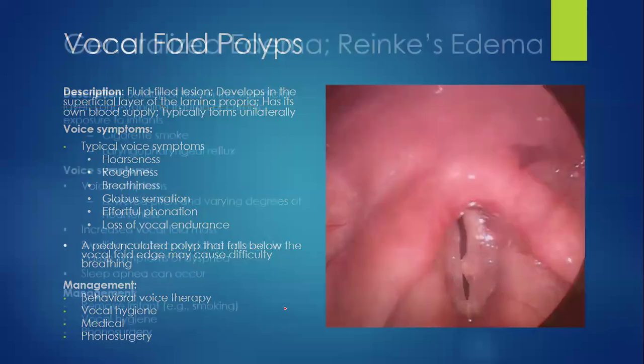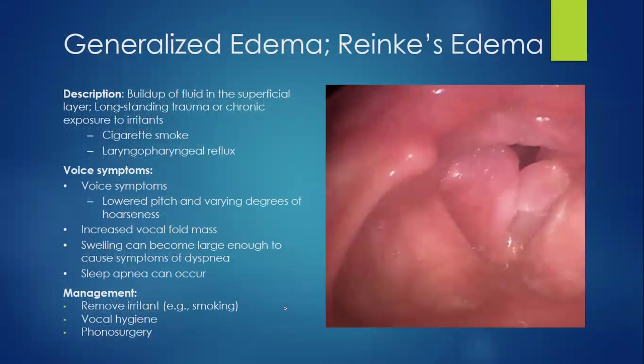Okay. So next is generalized edema or Ranke's edema. Remember that I said to remember Ranke's. So Ranke's is, again, the superficial layer of the lamina propria. So we're just saying that swelling could actually happen there. And usually that tends to be as a result of chronic exposure to cigarette smoke or laryngopharyngeal reflex. So acid reflux that goes past the esophagus into the larynx. That is what we call laryngopharyngeal reflex.